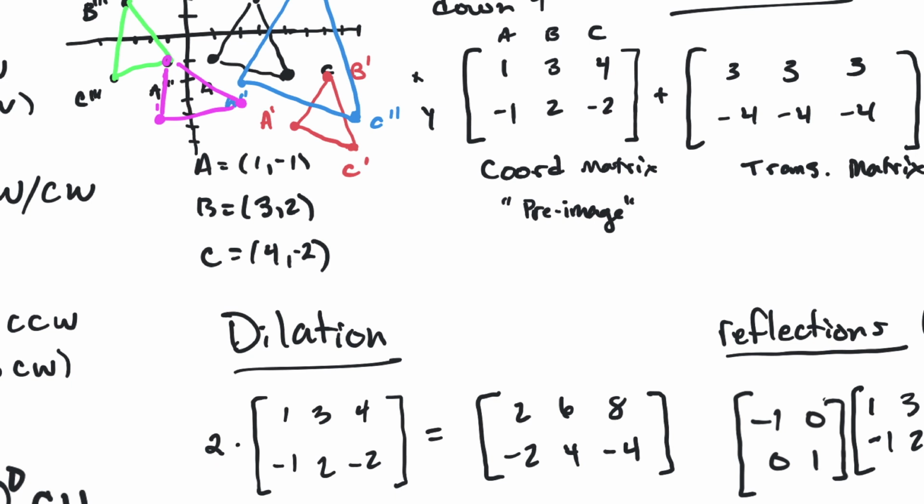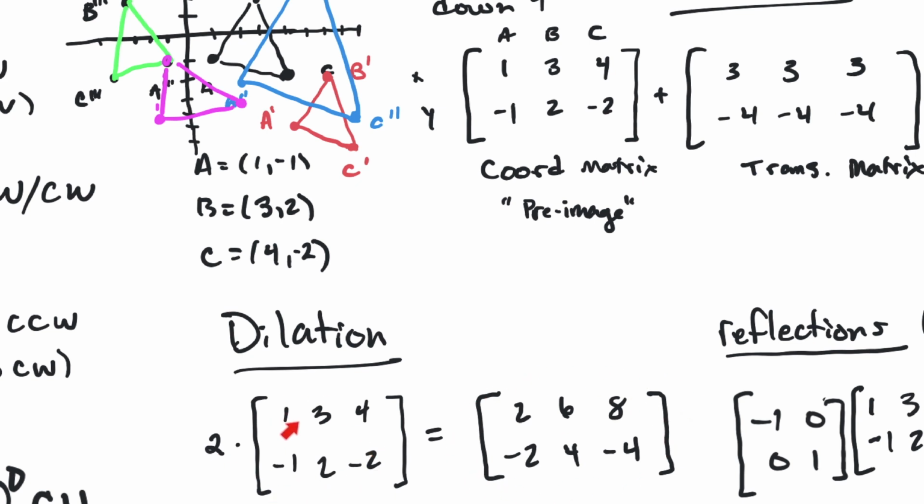Well, more on that in just a minute. I want to magnify each side length of this triangle to make it twice as long, right? So I've basically multiplied by 2, it's a scalar product. We're going to take 2 times 1, 2 times 3, 2 times 4, 2 times negative 1, 2 times 2, and 2 times negative 2 to get this image made.